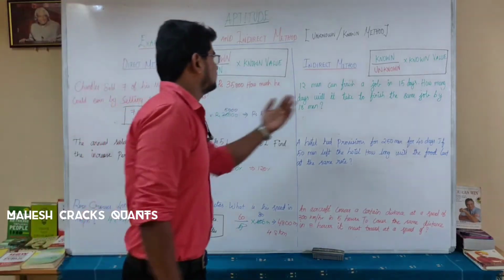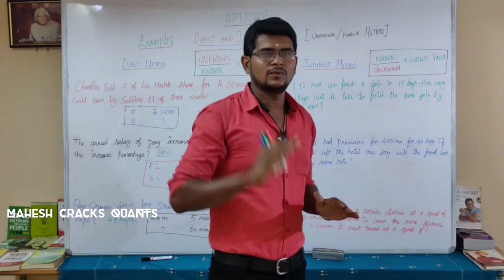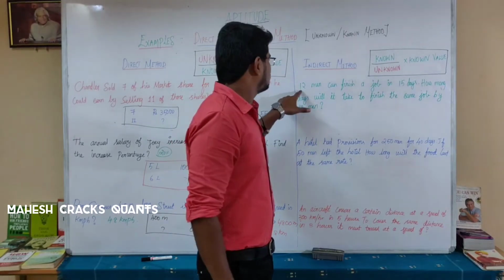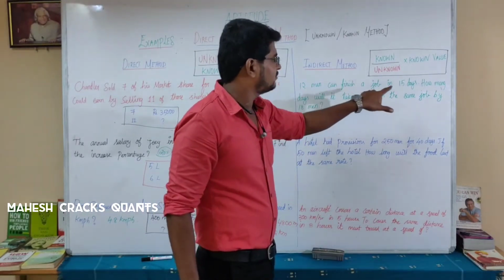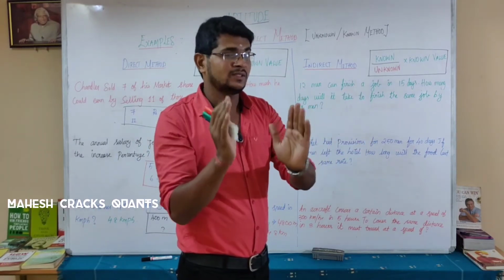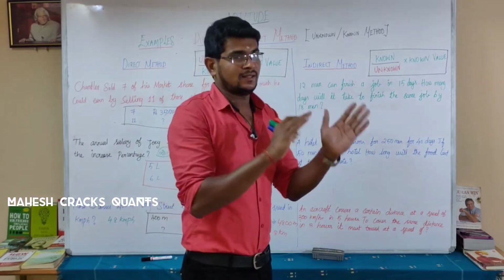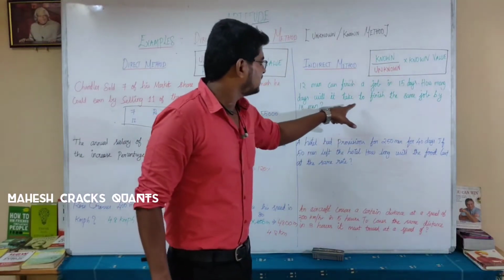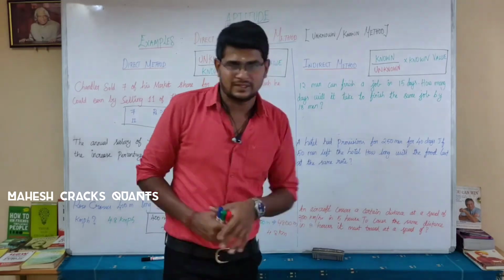Let's move to the indirect method. Indirect is nothing but known by unknown into known value. First of all, listen. 12 men can finish a job in 15 days. 12 men are working on a job. They are taking 15 days to finish the job. How many days will it take to finish the same job by 18 men?